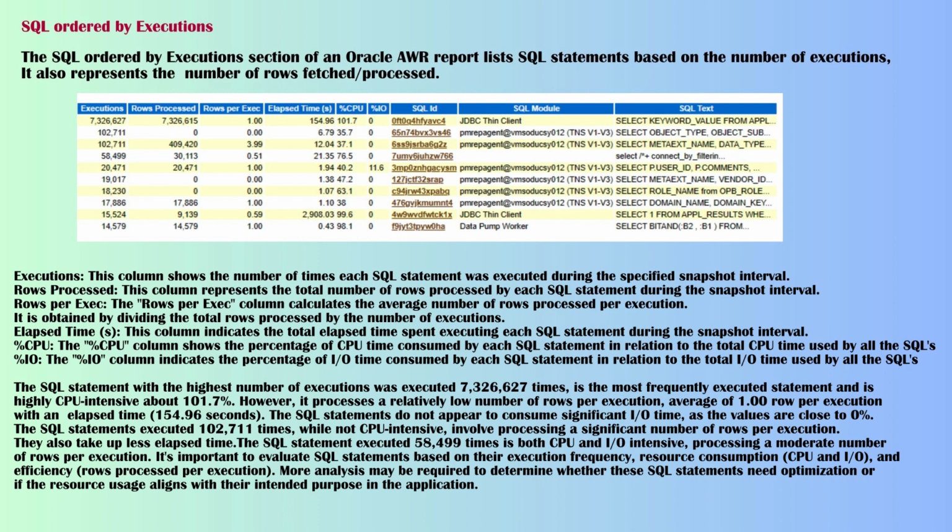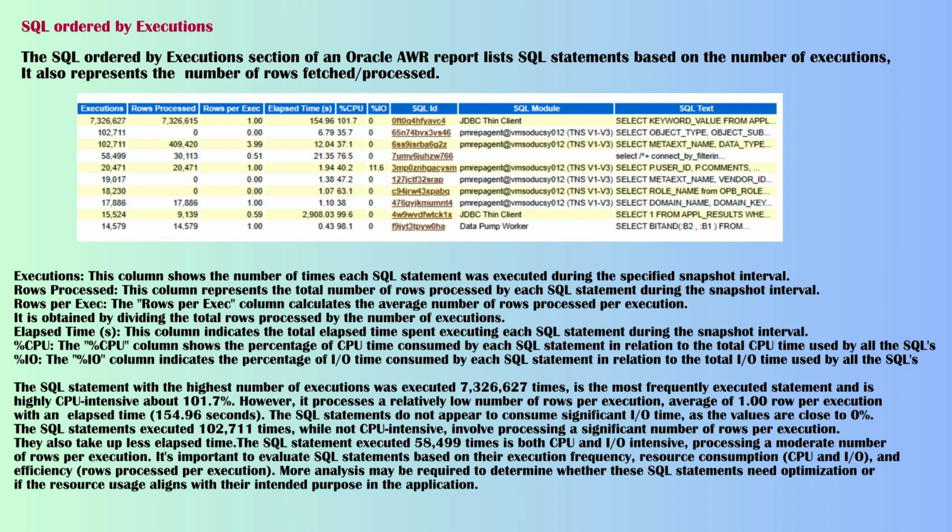Rows processed. This column represents the total number of rows processed by each SQL statement during the snapshot interval. Rows per exec. The rows per exec column calculates the average number of rows processed per execution. It is obtained by dividing the total rows processed by the number of executions. Elapsed time. This column indicates the total elapsed time spent executing each SQL statement during the snapshot interval.